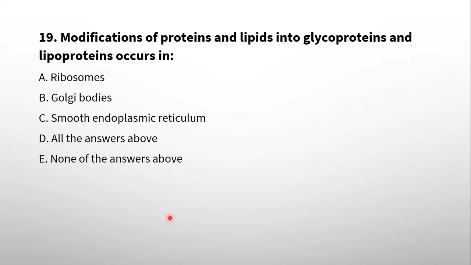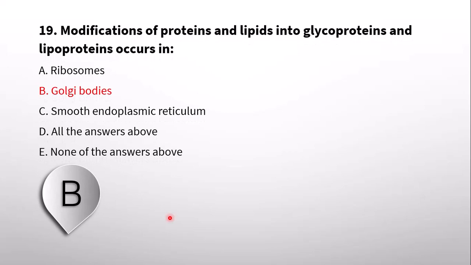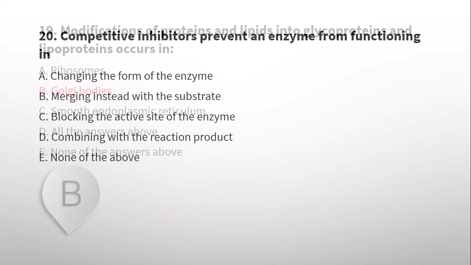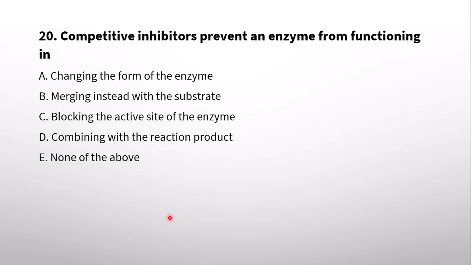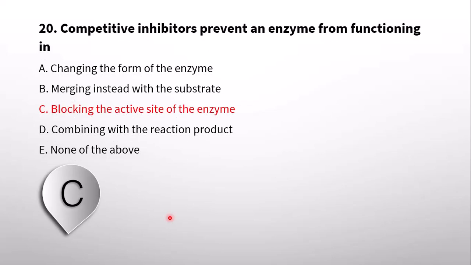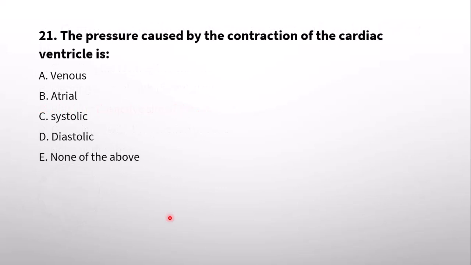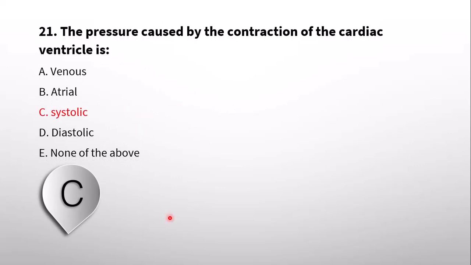19, modifications of proteins and lipids into glycoproteins and lipoproteins occurs in Golgi bodies. B. Competitive inhibitors prevent an enzyme from functioning, yes, they block the active sites of the enzyme. C. So the substrate can no longer bind. 21, the pressure caused by the contraction of the cardiac ventricle is systolic. C.